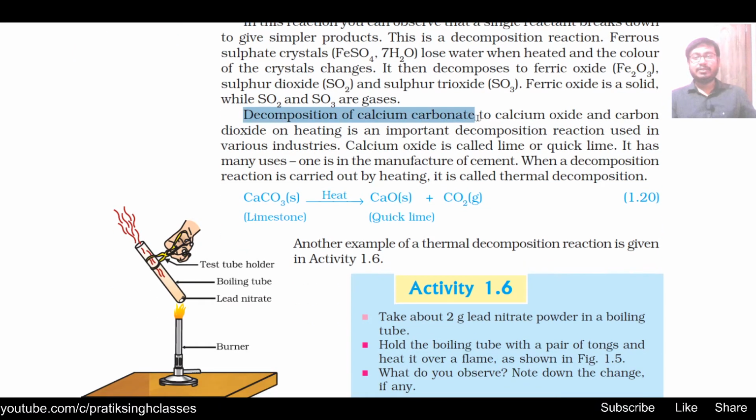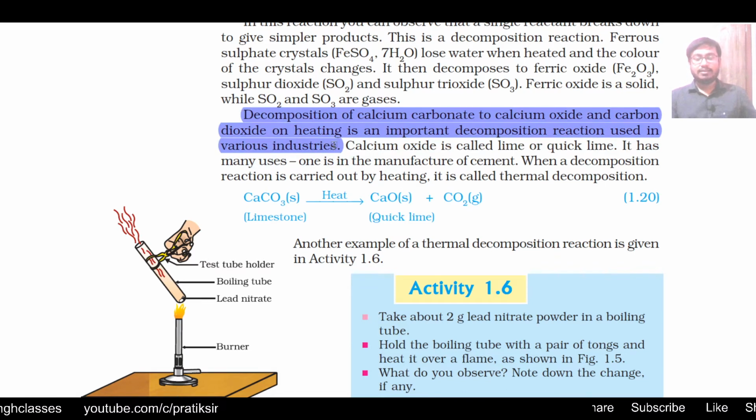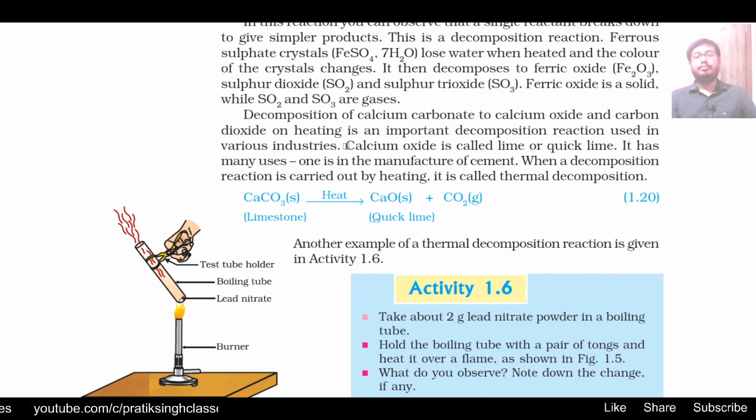Decomposition of calcium carbonate to calcium oxide and carbon dioxide on heating is an important decomposition reaction used in various industries. As we have just seen in the previous slide, when we do the whitewashing of our walls, calcium hydroxide reacts with the atmospheric carbon dioxide and converts into calcium carbonate, and that is also marble. Calcium oxide is called lime or quicklime. It has many uses.